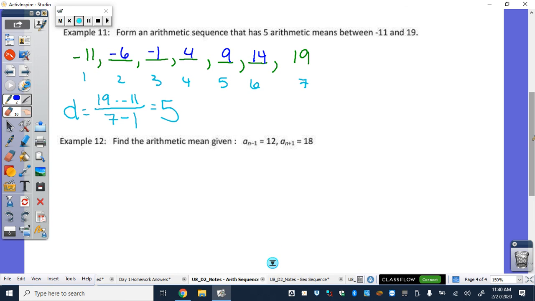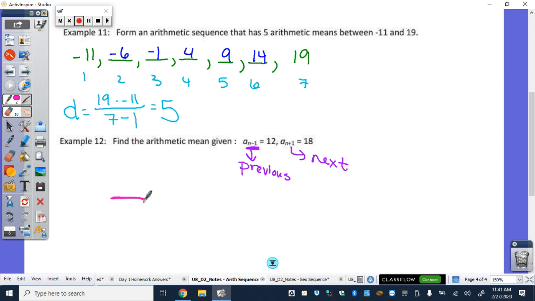And then our last one on here, find the arithmetic mean given that a sub n minus 1 is 12 and a sub n plus 1 is 18. Let's think about what these mean again. N minus 1 is what? Previous. N plus 1 is what? Next.